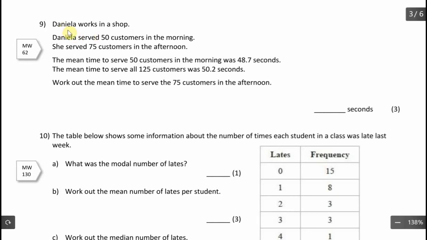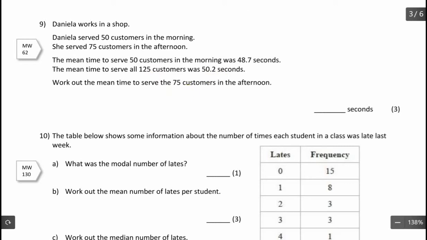So Daniela works in a shop. She served 50 customers in the morning, 75 customers in the afternoon. The mean time to serve the 50 customers in the morning is given, and the mean time to serve all the customers throughout the day is given. And they want us to work out the mean time to serve the 75 in the afternoon.